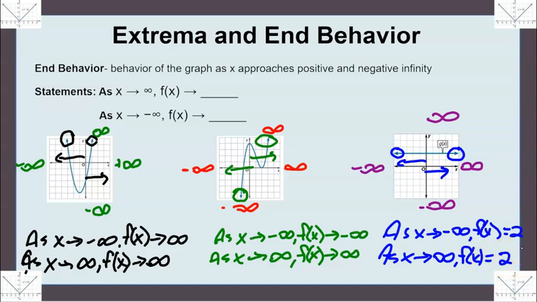So anytime you have a horizontal line, f of x is always going to equal that same number, wherever that line crosses the y-axis. That's what it's going to equal. So that is how you can determine the extrema and end behavior of a function.